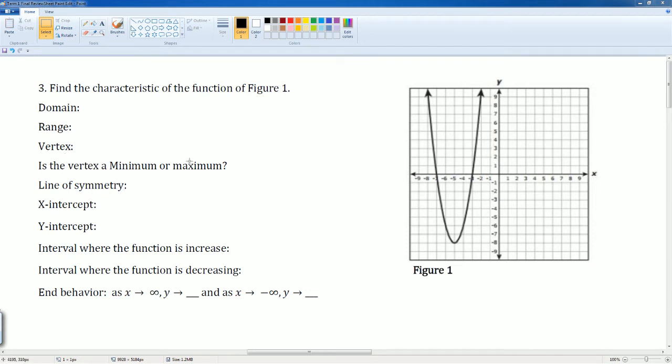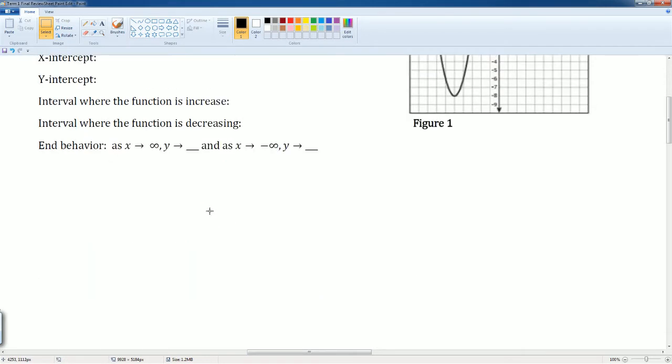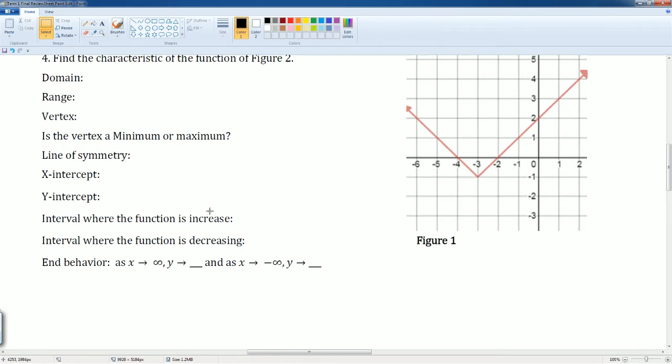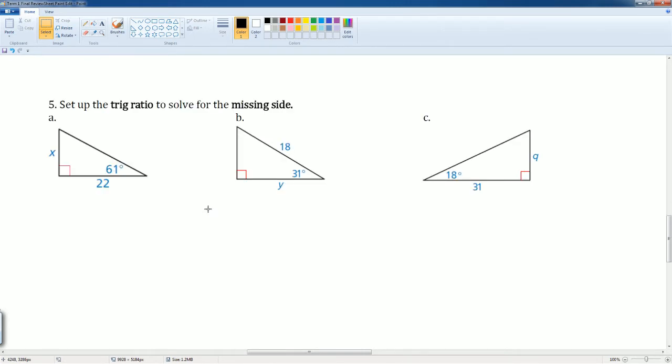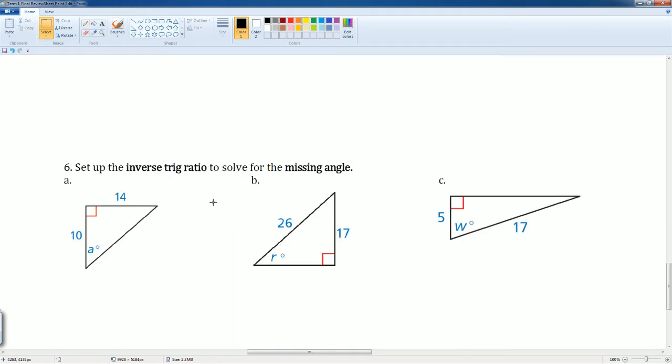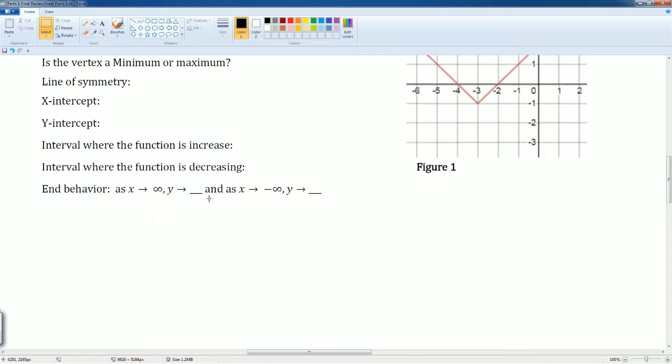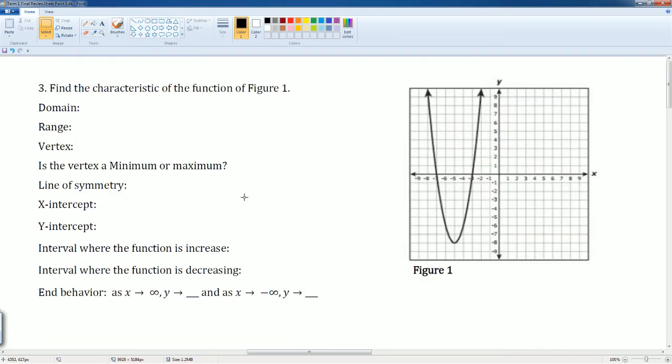All right, welcome. This is actually page 2 of term 1's review sheet. Here I'm going to go over questions 3 and question 4. I labeled the figures wrong. And question 5, setting up the trig ratio, and 6, which is setting up the inverse trig ratio. All right, so let's do this.